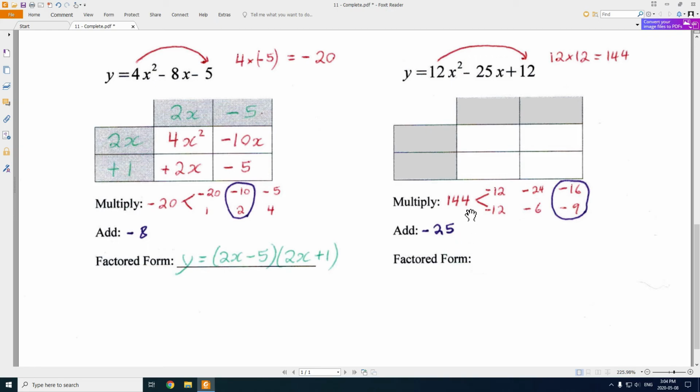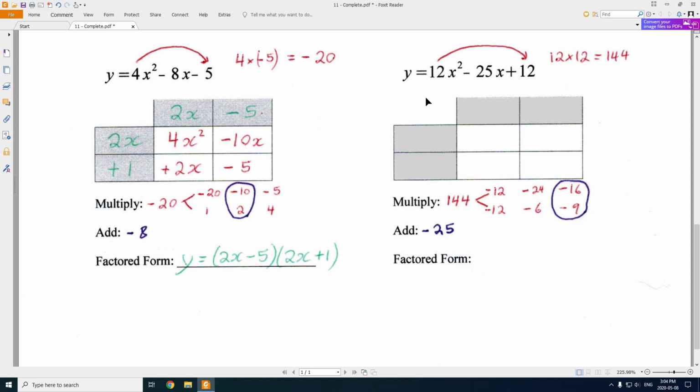So numbers that multiply to 144: negative 12, negative 12, negative 24 times negative 6, negative 16 times negative 9. Right, I just went through and made a big list. What are all the pairs of numbers that multiply to 144? And I'm going to choose the ones that add to negative 25. So negative 16 and negative 9.